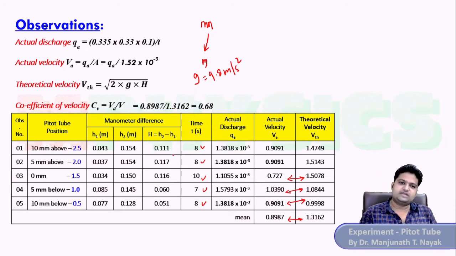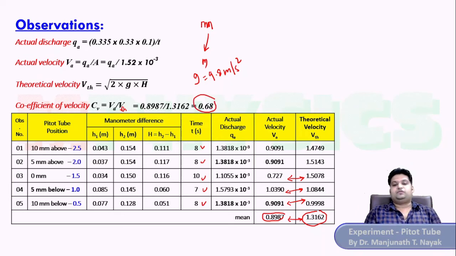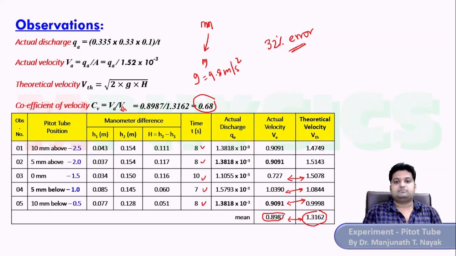If you find the coefficient of velocity, that is CV equal to VA by VTH, and divide this mean value by this value, you get 0.68. If you get 1 or very close to 1, it means you have done the experiment perfectly. Now 0.68 means we have almost as much as 32% of error in the readings that we took.